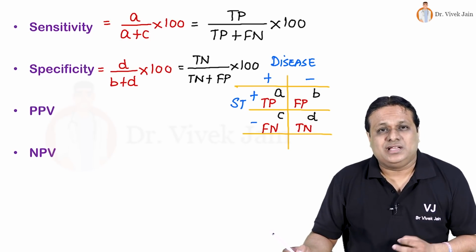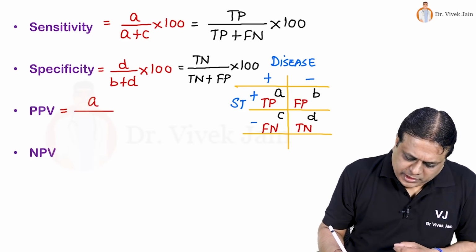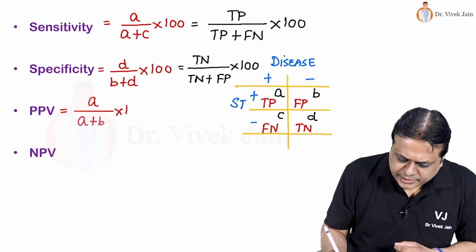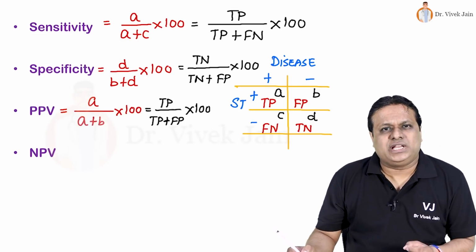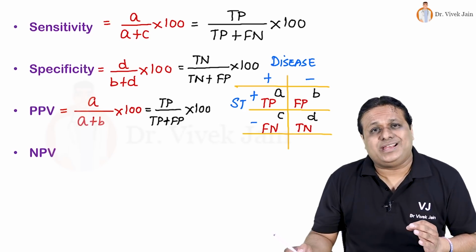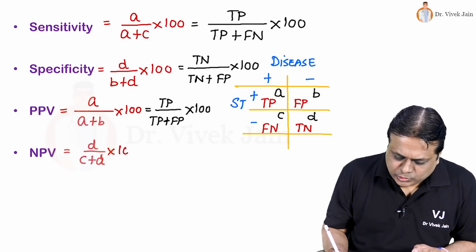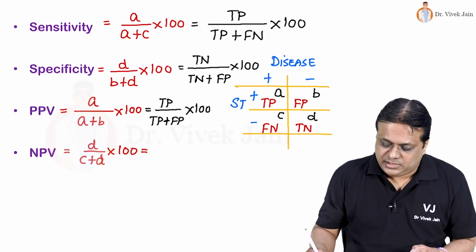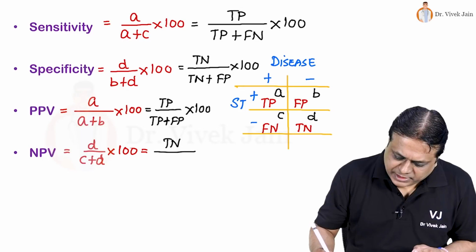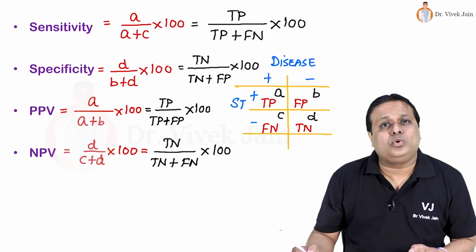Diagnostic power of a screening test, PPV, positive predictive value, is given by the formula A upon A plus B into 100. That is true positive divided by true positive plus false positive into 100. NPV, negative predictive value, is the diagnostic power of a test to correctly exclude a disease. It is given by the formula D upon C plus D into 100. That is true negative divided by true negative plus false negative into 100.